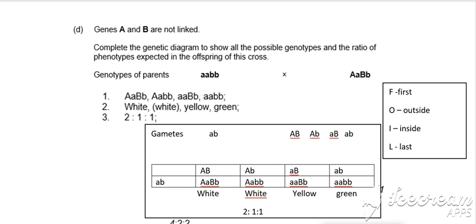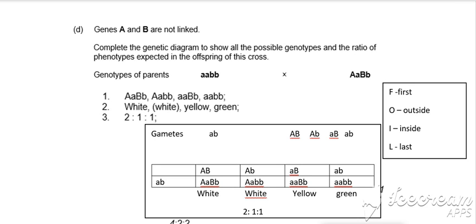Genes A and B are not linked, which means that they are not found on the same chromosome. Complete the genetic diagram to show all the possible genotypes of the ratio of phenotypes expected in the offspring of this cross. So we're given the genotypes of the parents. We can see parent 1 is homozygous recessive for both of the genes, and parent 2 is heterozygous for both of the genes.